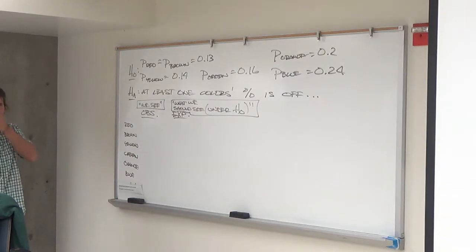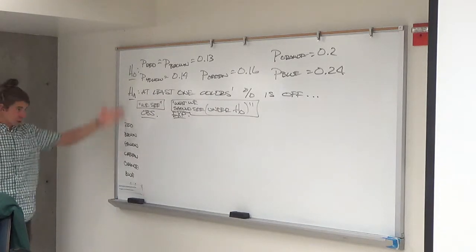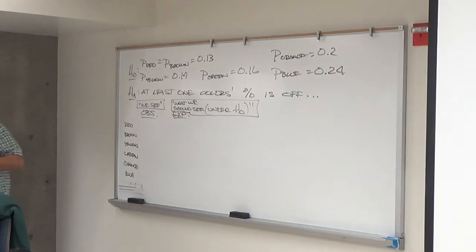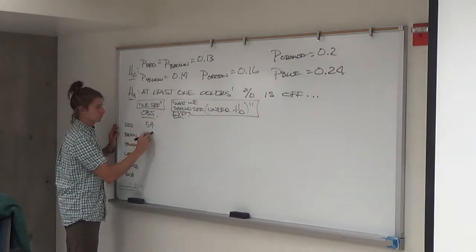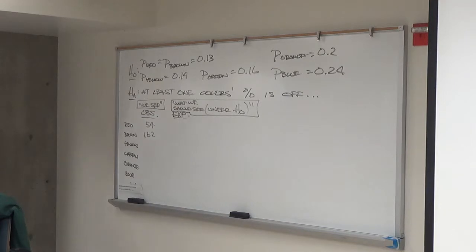Great question. So all we got to do is just write down our observed values right now. So let's see. Red and brown, we saw 54 red, 162 brown. We saw 129 yellow.